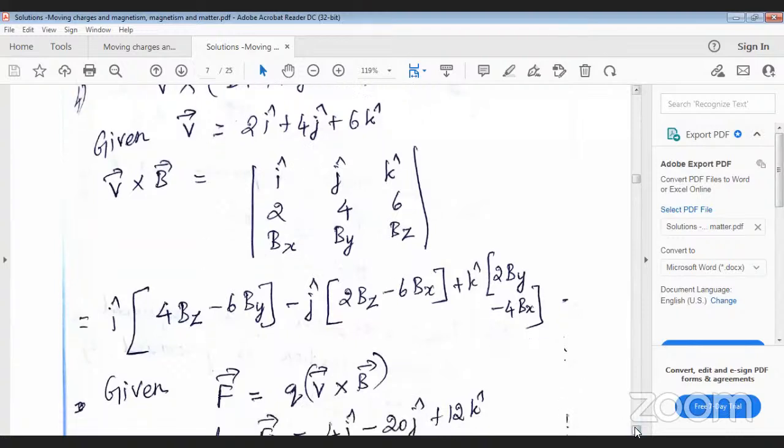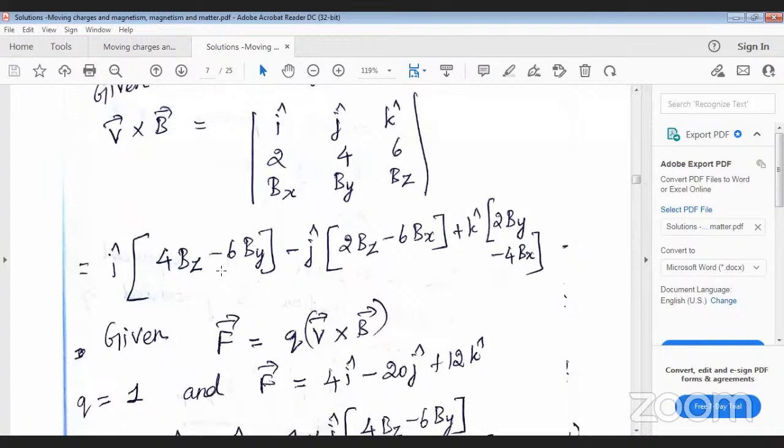That you can do in this way. So I into 4bz, that is what you have to do. You have to hide this row and this column. I think you know very well about the determinant. Okay, that is you have to hide this column and this row. Okay. So since you are considering I cap, you have to hide this column and this row containing I cap, and then you have to see 4 into bz minus 6 into by. Okay. So like that you need to do.